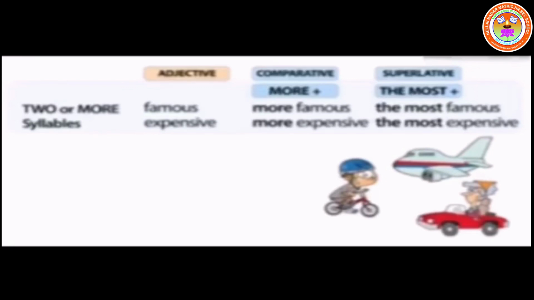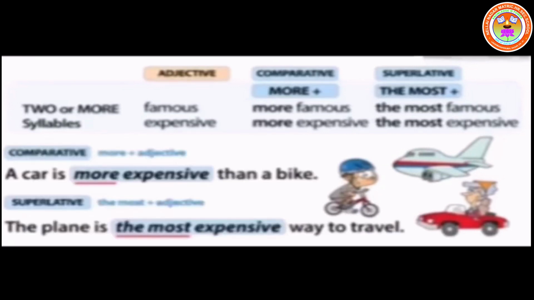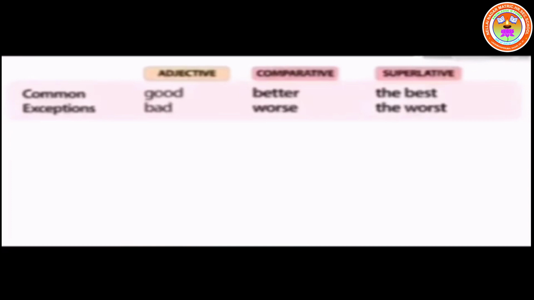Let us compare a bike, a car, and an airplane as a means of traveling. How can we compare them using the word expensive? A car is more expensive than a bike. The plane is the most expensive way to travel of the three.